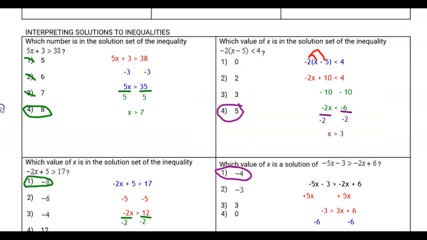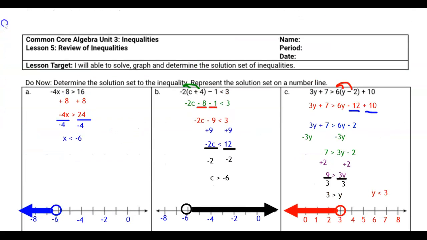That was the video on interpreting solutions to inequalities from Lesson 5 review. This is for the Unit 3 on inequalities. Good luck studying.